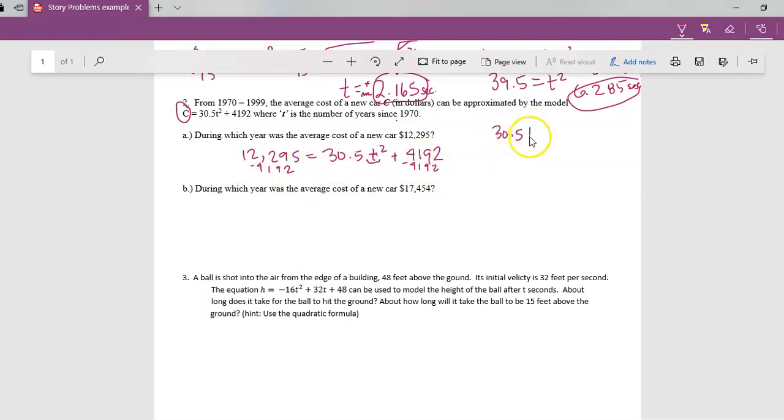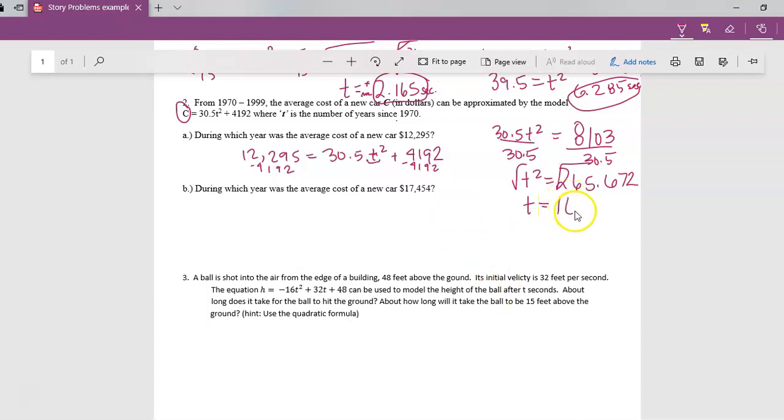So 30.5 t squared equals, let me just grab my calculator again, 12,295 minus 4192 equals 8103. So divide that by 30.5, and t squared is equal to 265.67. Let's put one more on there, 2. Take the square root of both sides. Again, when I take the square root, I could have the positive or the negative of the solution.